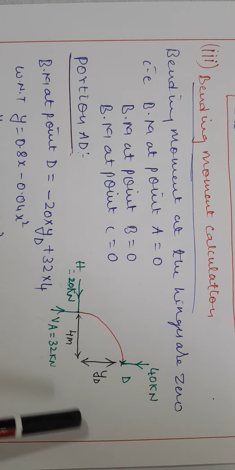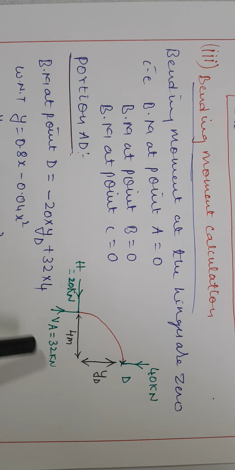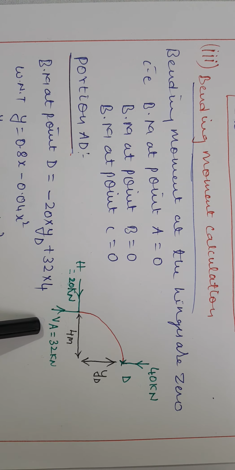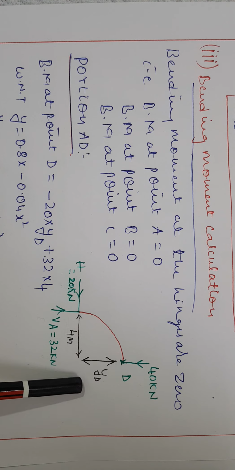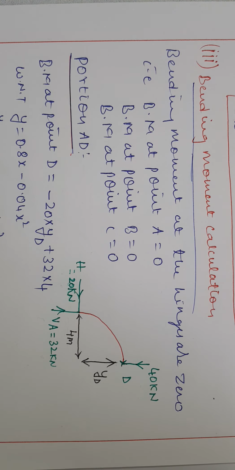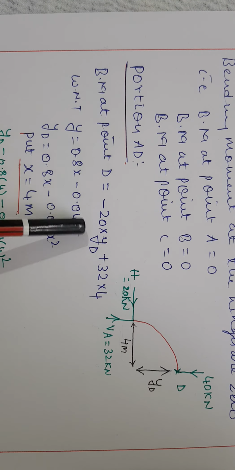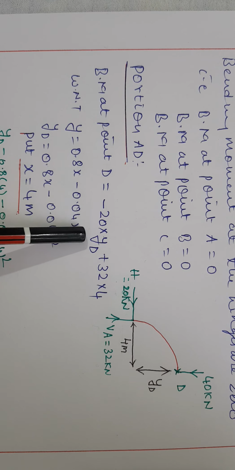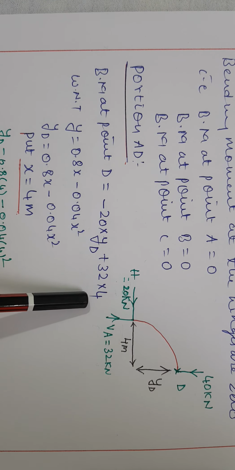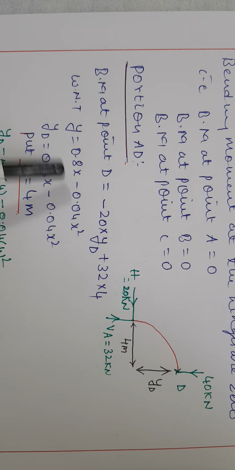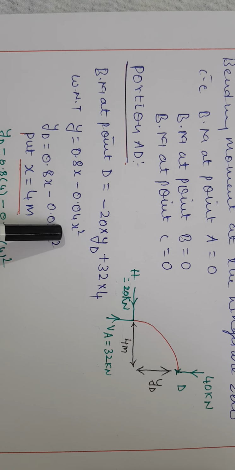For the 20 kilonewton, the perpendicular distance is YD. For the 32 kilonewton, the perpendicular distance is 4 meter. YD we don't know. For that we know the rise equation, which I will explain while solving the problem. You can see here the bending moment at point D is minus 20 into YD plus 32 into 4. Here YD is the unknown, but we know the rise equation is this.